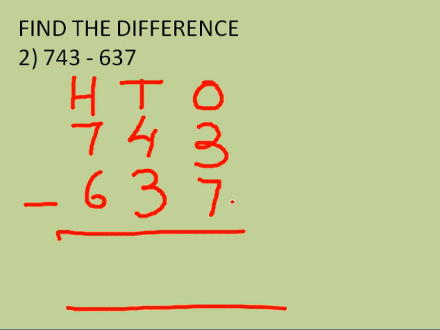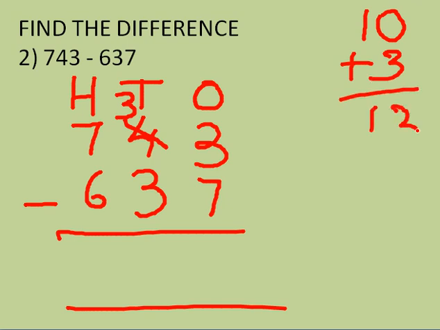3 minus 7. We can't do 3 minus 7 because 7 is larger than 3. So what will we do? We will go to tens place and borrow 1 ten from here. Now here are 4 tens. We will take 1 ten. Number of tens here becomes 3. Now 1 ten is equal to 10 ones, and 3 ones were already there, so plus 3, it becomes 13.